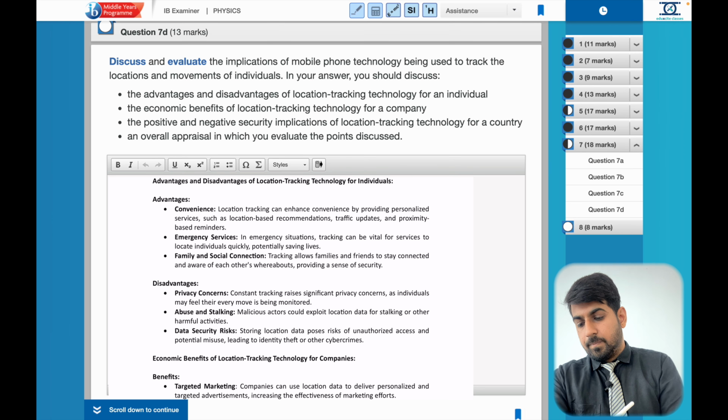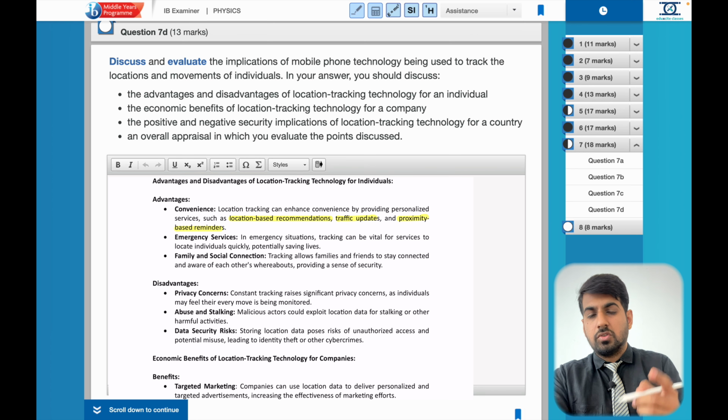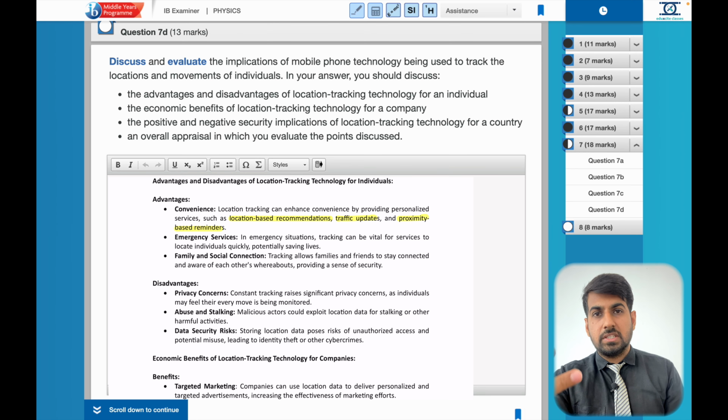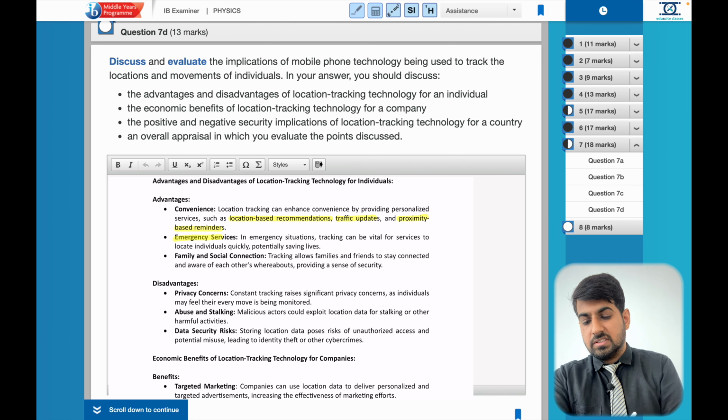Okay, so just read this and you will get to know the advantages: the convenience. I am highlighting the most important parts. It will be convenient for location-based recommendations, traffic updates, proximity-based demand. You are supposed to write out any two advantages and explain them. Emergency services: it can potentially save lives, it can locate the location quickly. Family and social connection: it helps us stay connected and aware of each other's whereabouts, as a sense of security.